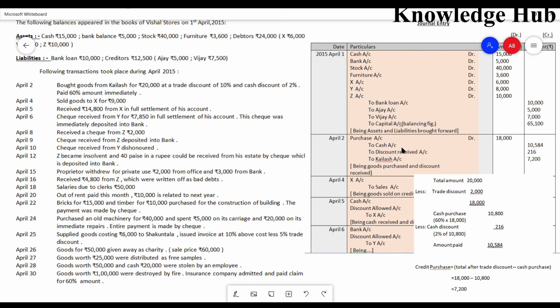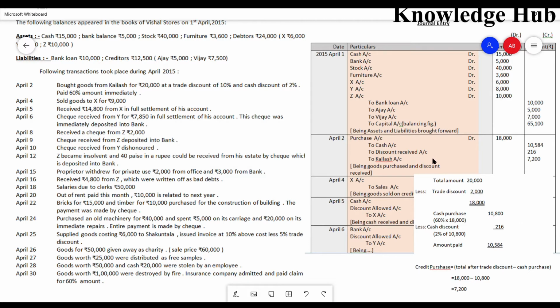Next, 60% amount has been paid in cash. So to cash 10,584. This is the amount which I have paid in cash after finding out my cash purchase and deducting my cash discount out of it. This was the total amount I had paid. So to cash 10,584. I have received a discount, so this is an income for the business. Any income must be credited. So I have credited to discount received account. What was the cash discount I had received? The cash discount was 216 rupees. So this is an income for the business.